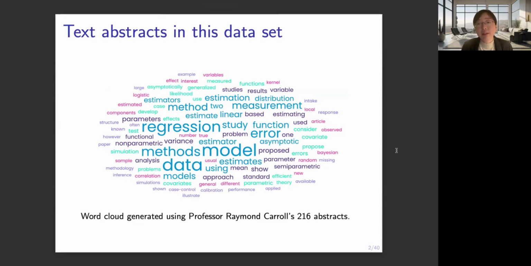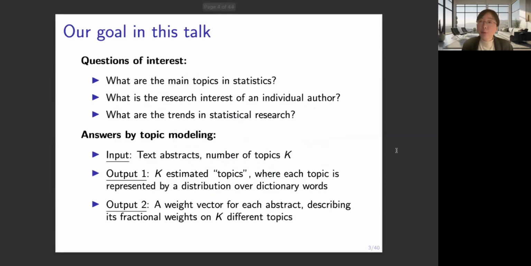For every author, we can generate such a word cloud, and we can see that the patterns for different authors will be different. But the question is, is there a principled way to extract information from such unstructured text data? So today I'm going to ask the following questions. What are the main topics in statistics? Given these main topics, what is everyone's interests over these topics? And what are the trends and patterns in statistical research?